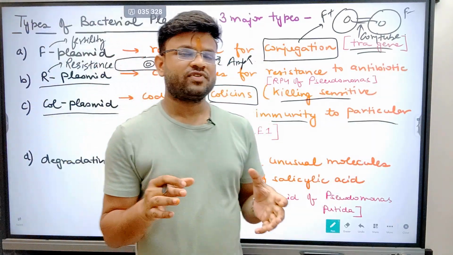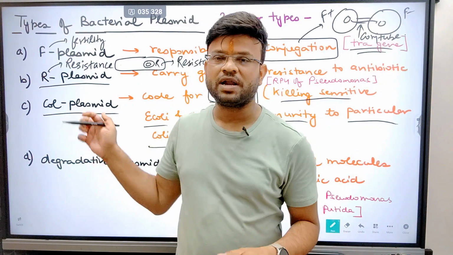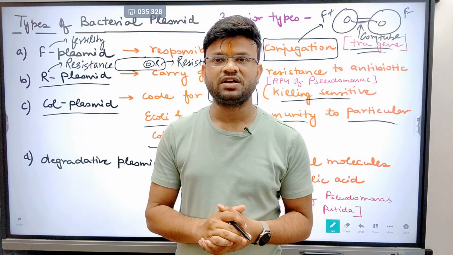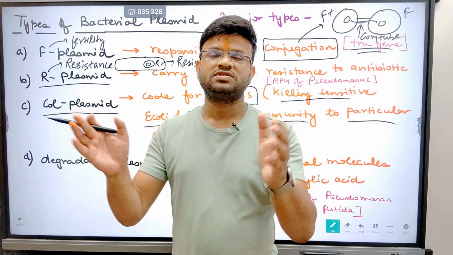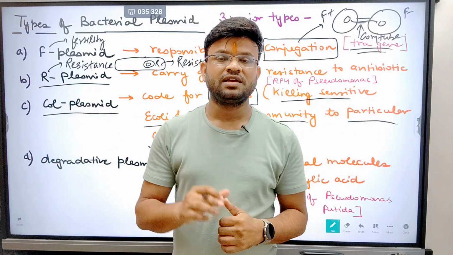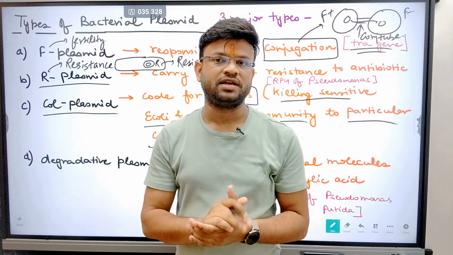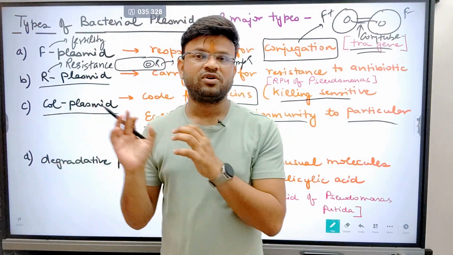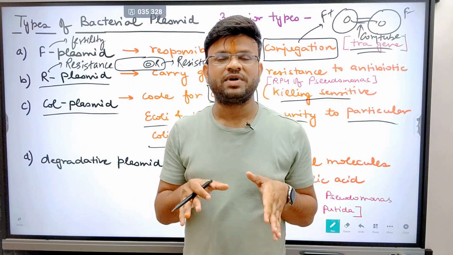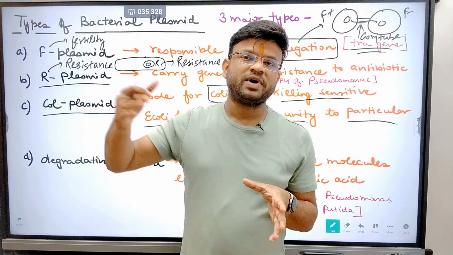Understand this. If an E. coli is having a colicin plasmid, or col plasmid, then it will be able to secrete some toxic substances that will be killing the susceptible E. coli that are present in near vicinity. And also this col plasmid will safeguard this particular bacteria against the colicin that is produced by other E. coli.